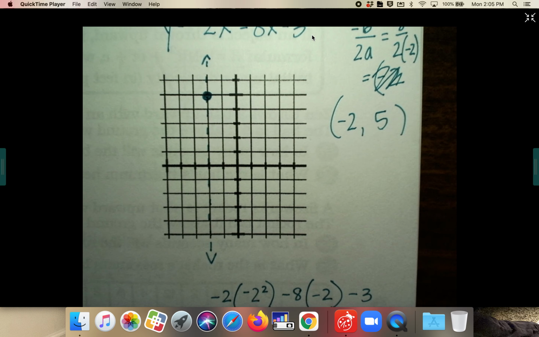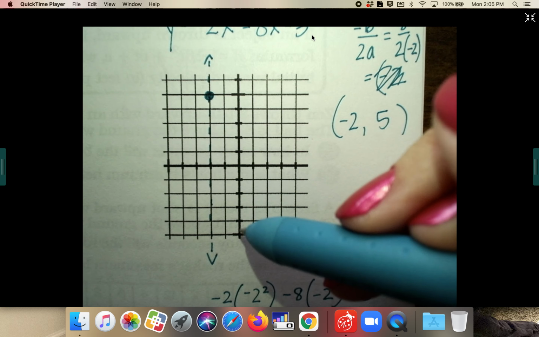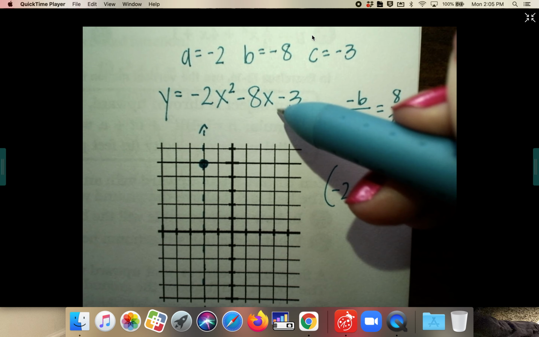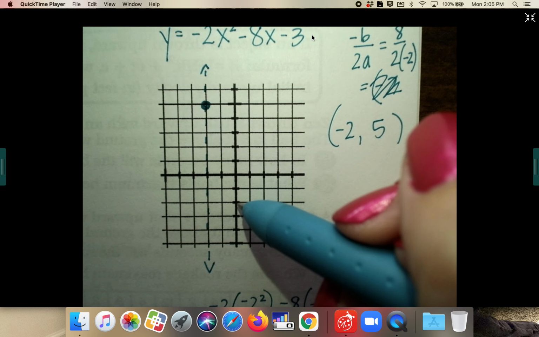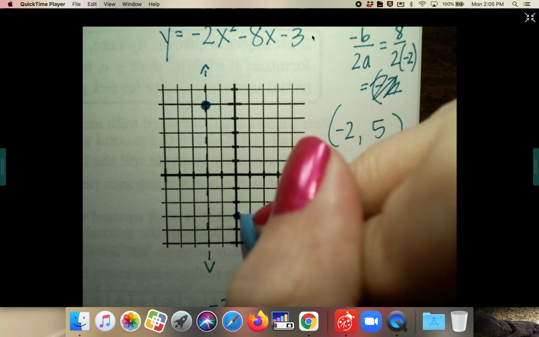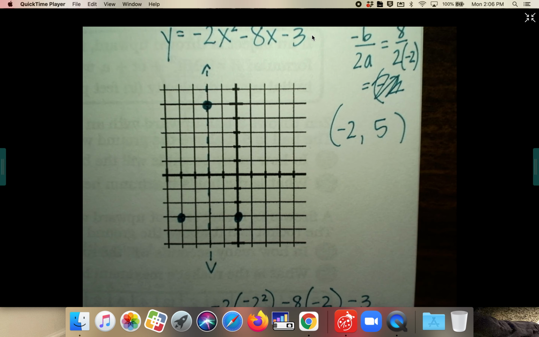All right, let's find the y-intercept. That is my c term. My c term is negative 3. So on the y-axis, go down to negative 1, 2, 3. And that is going to reflect over. So we're done with 3 out of 5 points.